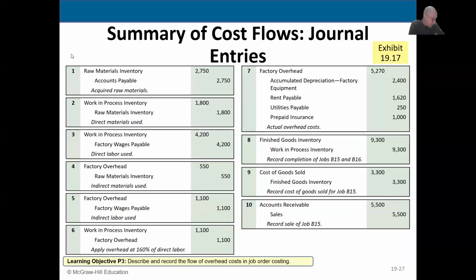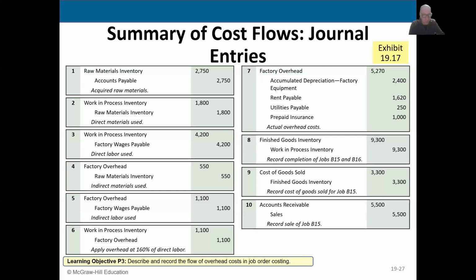These are the journal entries that we made throughout the process. And you'll notice the flow. It can be seen through the journal entries. We purchased the raw materials, debit raw materials, credit accounts payable. We used those raw materials, debit work in process, credit raw materials. We added in some direct labor, debit work in process, credit wages payable. We added in factory overhead, debit factory overhead, credit raw materials inventory. I'm sorry, that was indirect materials. Factory overhead for the indirect labor.